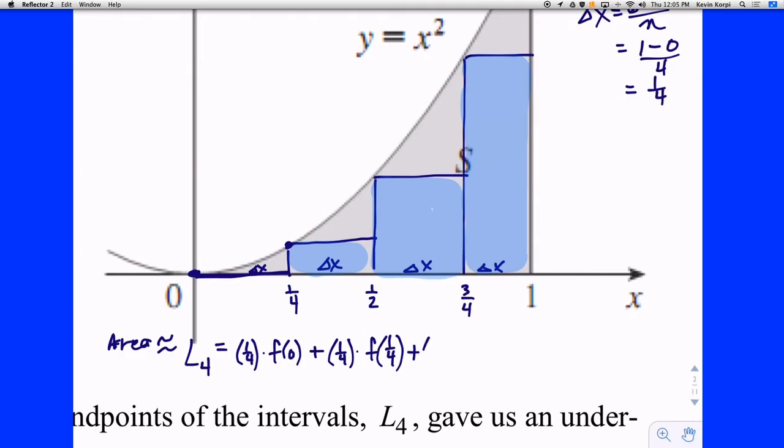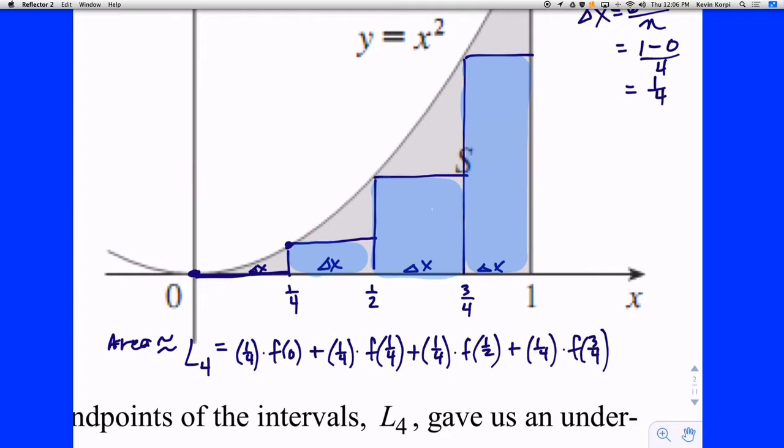Plus, we keep going. The next width is 1/4 times f of the left endpoint of the next interval, which is 1/2. And then finally, the last rectangle has a width of 1/4. And the height has a function value of f of 3/4. All right, so notice a couple of things here. We have 4 computations for 4 rectangles. It takes 5 x values to define 4 regions. We're using the first 4 x values for heights, which means we're not using the last one.